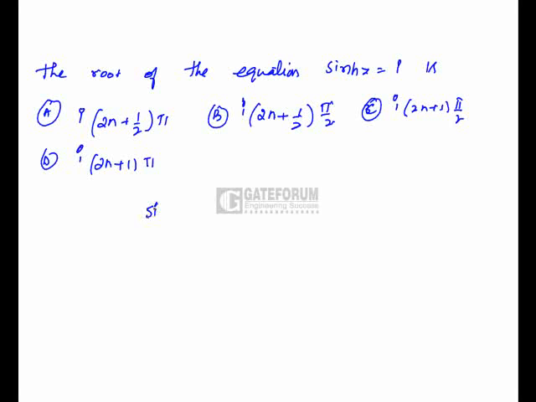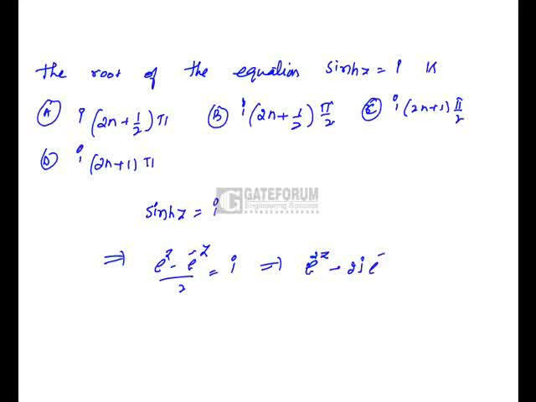The question is sin hz equals i, and we have to find the roots of this equation. Now we know sin hz is (e power z minus e power minus z) by 2. If I simplify, this becomes e power 2z minus 2i e power z minus 1 equals 0. Now we find the value of e power z by factorization. Now e power z will be nothing but i.